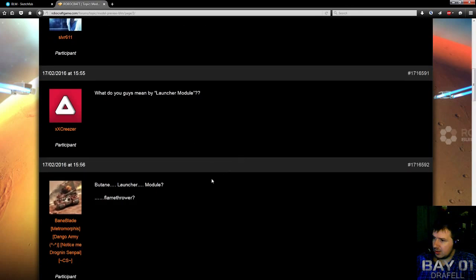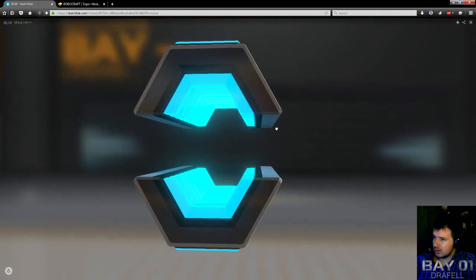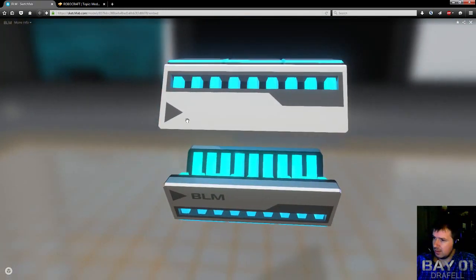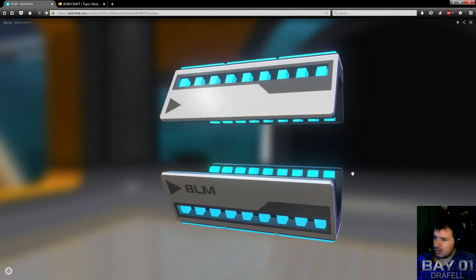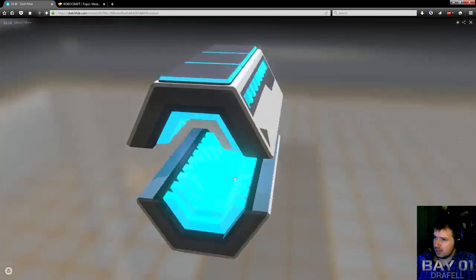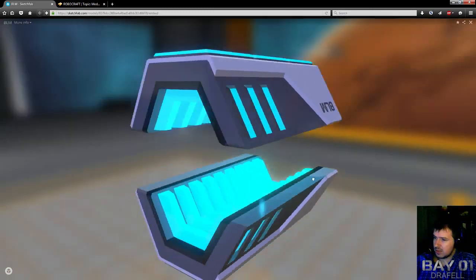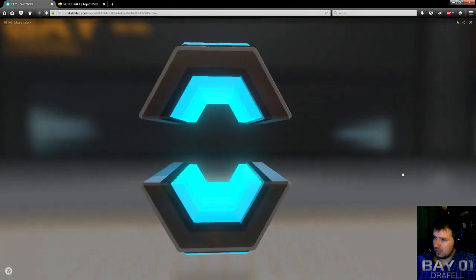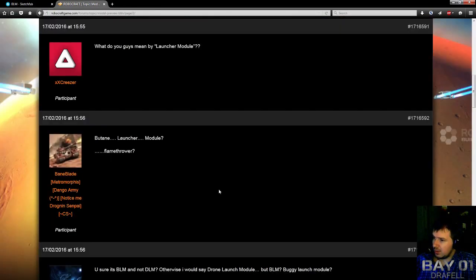And this question is it some kind of launcher module? Is it a flamethrower type thing? Which it could be. Given that it's actually got arrows, it kind of indicates that something is supposed to come out one side, but whether that's accurate or not is a good question. It could be some kind of accelerator to help things go faster, maybe. But who knows?